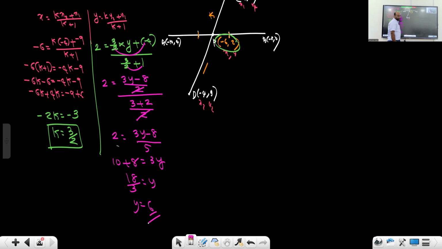Answer for the question. We are asking for the ratio. Tell me, what is the ratio? 3 by 2 means 3 is to 2. Therefore, ratio 3 is to 2. Write it. Ratio 3 is to 2 and value y equal to 6.